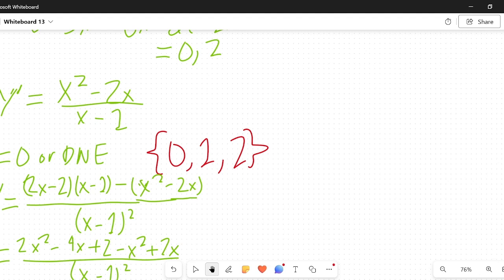So if f is continuous on the closed interval ab and differentiable on the open interval ab, and if f of a equals f of b, then there is at least one number c in the interval ab such that the derivative of c equals 0, right? So something like so.